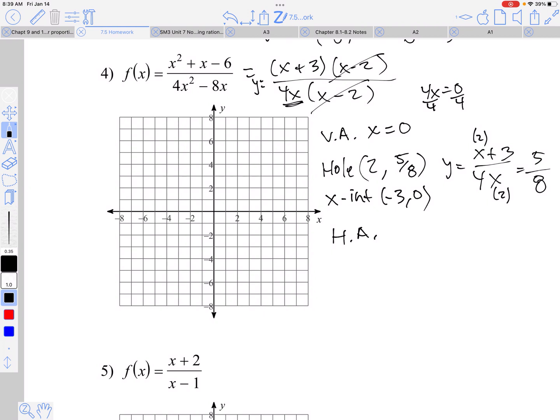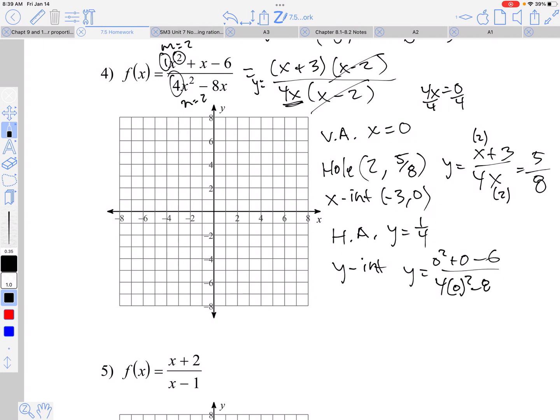So the m is 2, the n is 2, so since they're equal, I'm going to look at the leading coefficients. So I'm going to have a horizontal asymptote at positive 1/4. And then my y-intercept I'm going to have at 0 squared plus 0 minus 6 over 4 times 0 squared minus 8 times 0, which I'm going to have negative 6 in the top, 0 in the bottom, which is undefined, so there's actually no y-intercept.